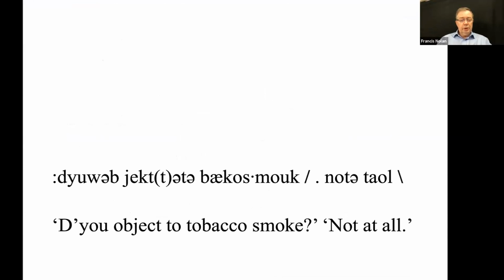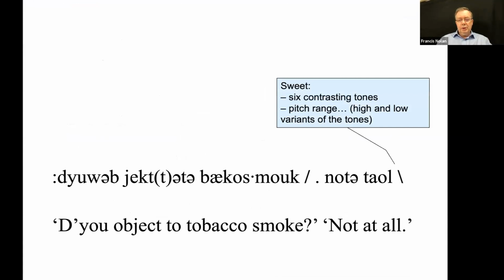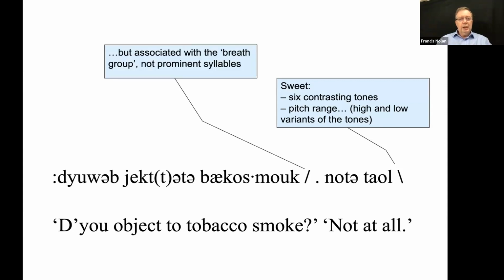When it comes to intonation, he has notations like this. So this presumably sounded something like, "Do you object to tobacco smoke?" "Not at all." So he has at the end an iconic symbol which indicates a particular tone, in this case a fall, and then a rise after tobacco smoke. He talks about pitch range. He has high and low variants of the tones.